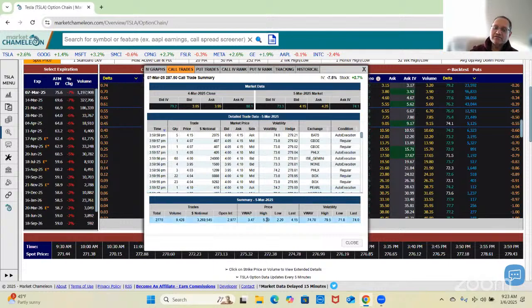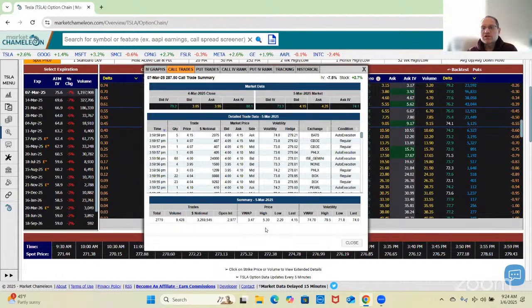This is the high of the day, $5.30. The low of the day, it traded at $2.20. So quite a large range there, over $3. And the last price is $4.15. So this lets us compare the last price versus the high, low, and volume weighted average price on the day. Similarly, this is price, and we talked about how the price of the option is moving around with the stock. So that impacts the value of that option.